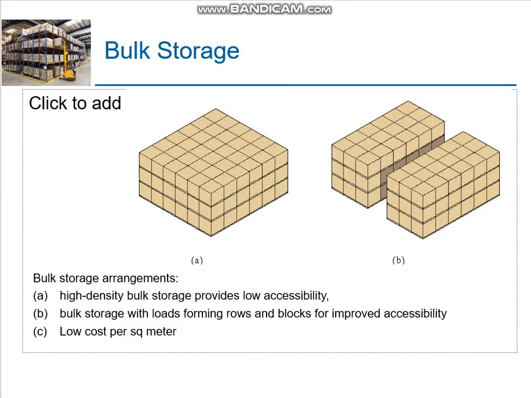This is an example of bulk storage, where in figure A, the bulk storage arrangement is in high density, which provides very low accessibility. And for figure B, the bulk storage has load forming rows and blocks for improved accessibility, where operators and forklifts may use the aisle to access the middle of the storage. Normally, bulk storage will have a good impact on the low cost per square meter.